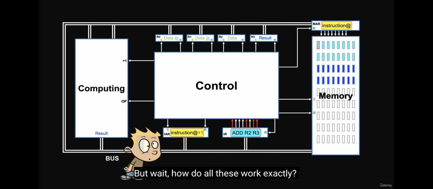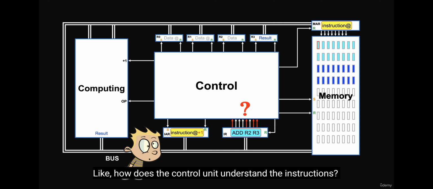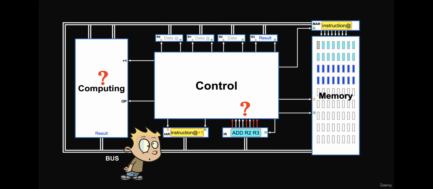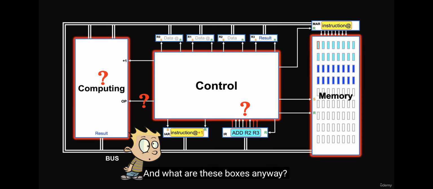But wait, how do all these work exactly? Like, how does the control unit understand the instructions? How does the computing section know how to compute? And what do you mean by signals? And what are these boxes anyway?